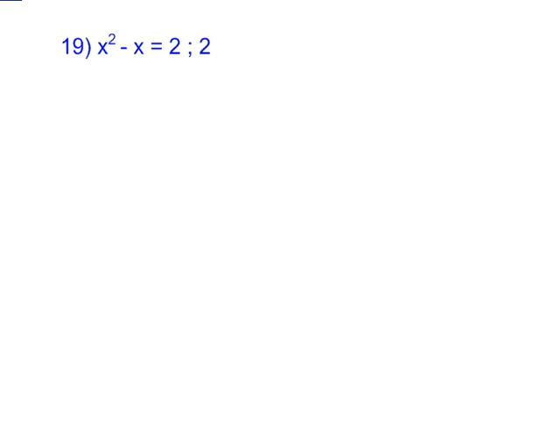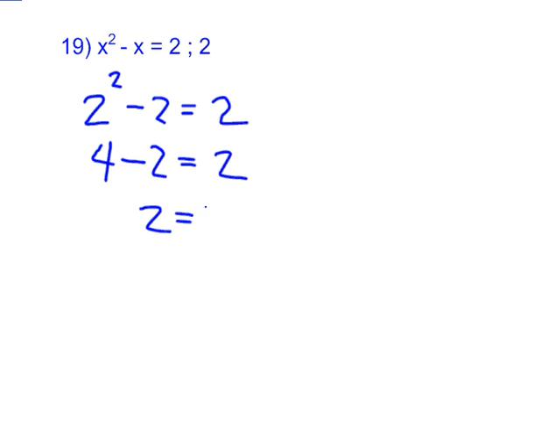Here is number 19. X squared minus x is equal to 2 when x is equal to 2. So this would be 2 squared minus 2 is equal to 2. 2 squared is 4. 4 minus 2 is 2. And we get 2 equals 2, which is a solution.